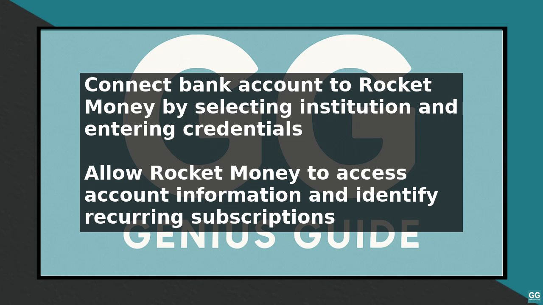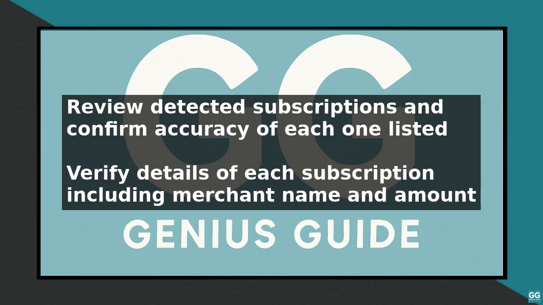Next, review the list of detected subscriptions and confirm their accuracy. Rocket Money will categorize each subscription as a repeating payment, and you can verify the details of each one, including the merchant name, subscription date, and amount.